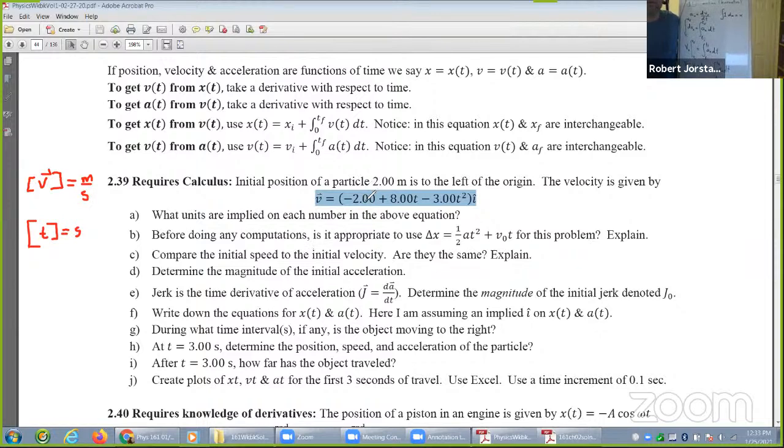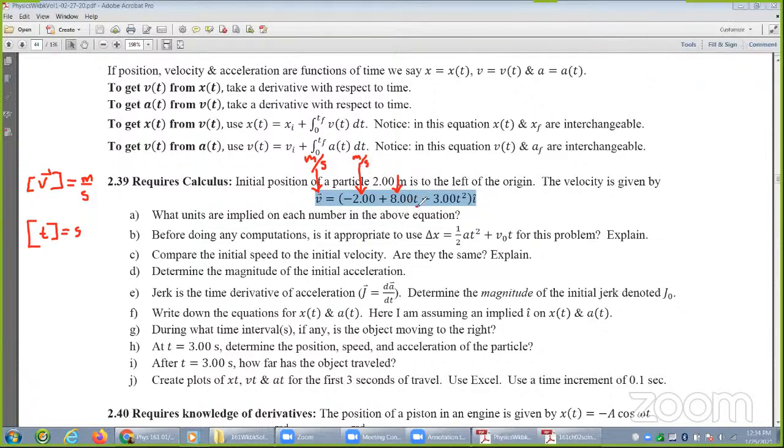So what are the units on this number 2? What do the units have to be? Meters per second. Exactly, because we know the output needs to be meters per second. What are the units on the number 8? Somebody else. What are the units for the number 8? Remember, meters per second squared.